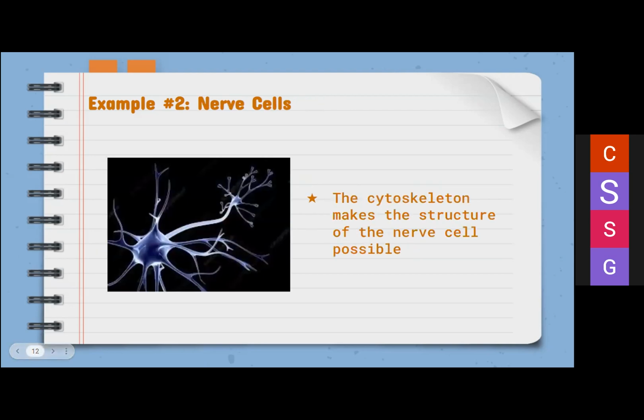Another example of the cytoskeleton maintaining cell shape is in the nerve cell. The nerve cell has a very interesting shape. The long skinny piece that you can see in the picture is called the axon. The cytoskeleton is what makes the shape of this cell possible.